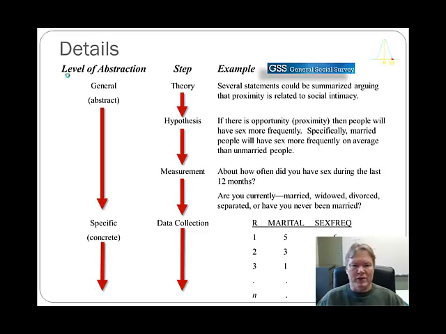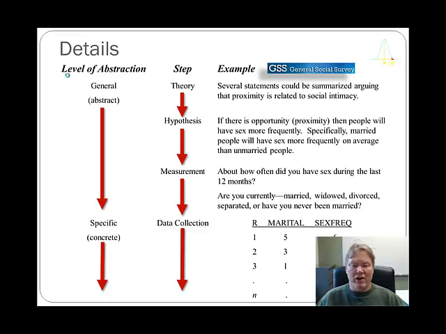So for example, at our most general level, we're going to talk about a theory. A theory might involve several statements, in this case making an argument that proximity is related to social intimacy. Notice here that I have not defined proximity, nor have I defined social intimacy. Proximity could mean emotional closeness. It could mean physical closeness. It could mean geographical closeness. In other words, at our most abstract level, our concepts are defined very generally. Same thing with social intimacy. Social intimacy could be sharing information with another person or sleeping with another person.